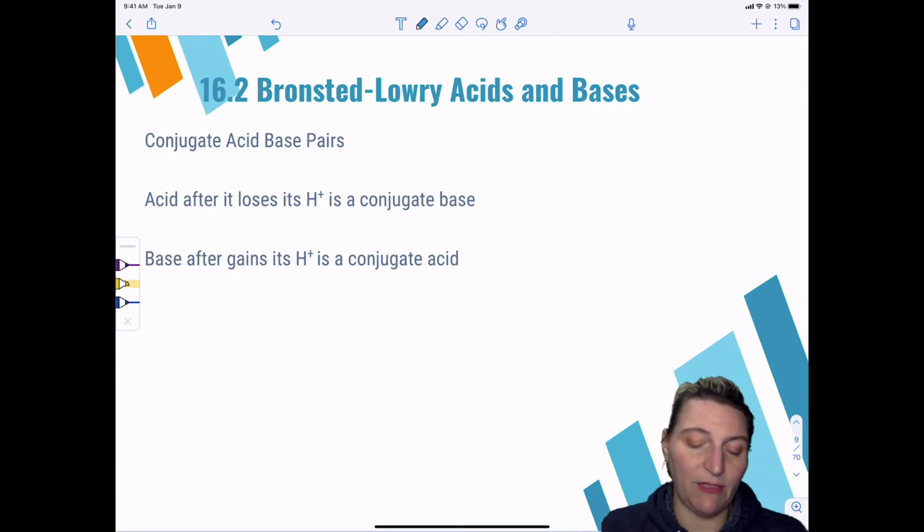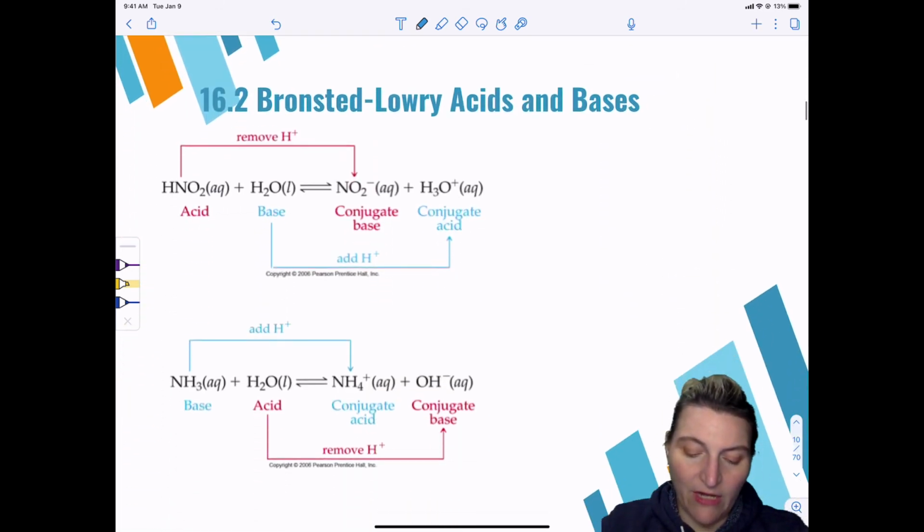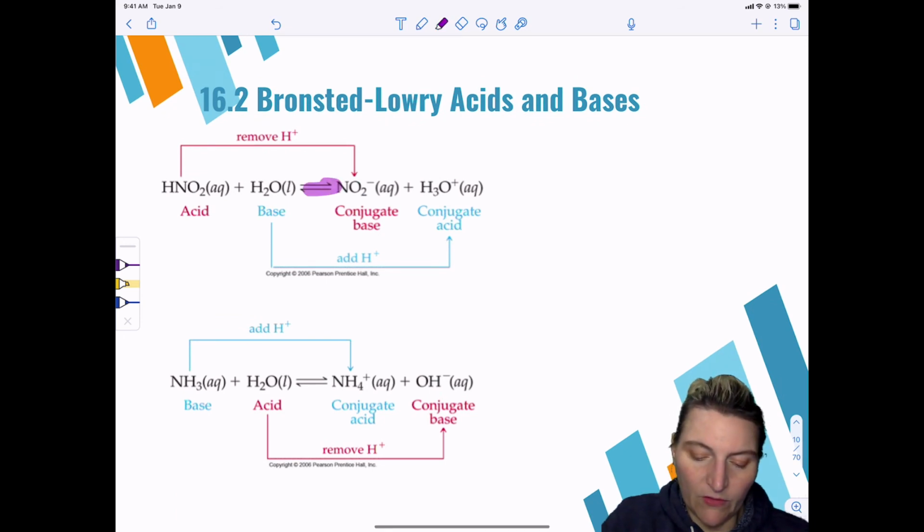And then we get to the concept of Bronsted-Lowry acids and bases and conjugate acid, conjugate base. When we talk about Bronsted-Lowry, we often talk about reactions. We use this with weak acids and weak bases, which we have learned means an equilibrium, reversible reaction because they don't fully dissociate. So an acid, after it loses its hydrogen ion, is considered its conjugate base. Likewise, a base, after it gains the hydron, is considered a conjugate acid, because these reactions are reversible and in equilibrium.